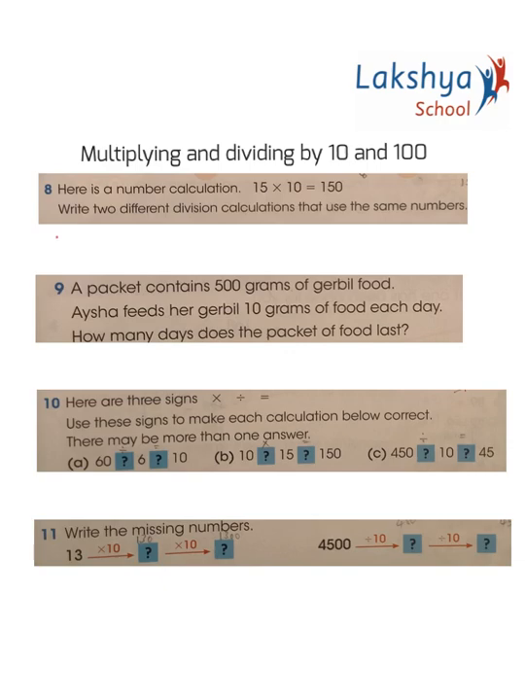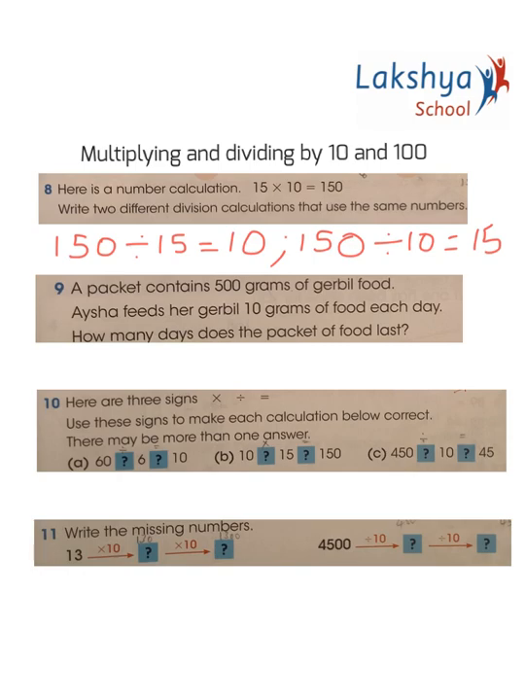Remember to write the product first. 150 divided by 15, any one number or a multiplier, you get 10. The other one would be 150 divided by 10 gives us 15. These are the two division calculations for the same number.